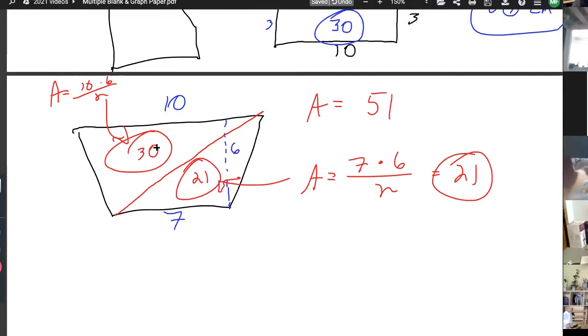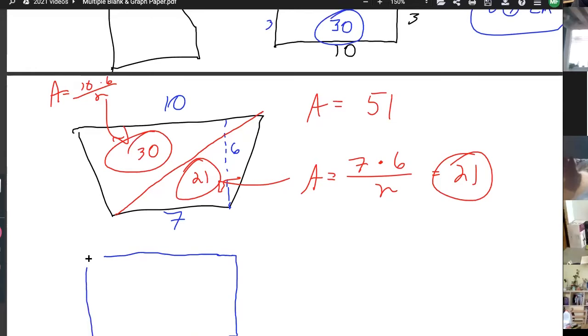Wouldn't it be nice if I shorten this 10 a little bit and I shorten this 7 a little bit, then I could have a rectangle. Okay, so that's another way to do this, where I just find halfway between 10 and 7. So if I shorten the 10 a little bit and I lengthen the 7 a little bit and I go halfway between 10 and 7.